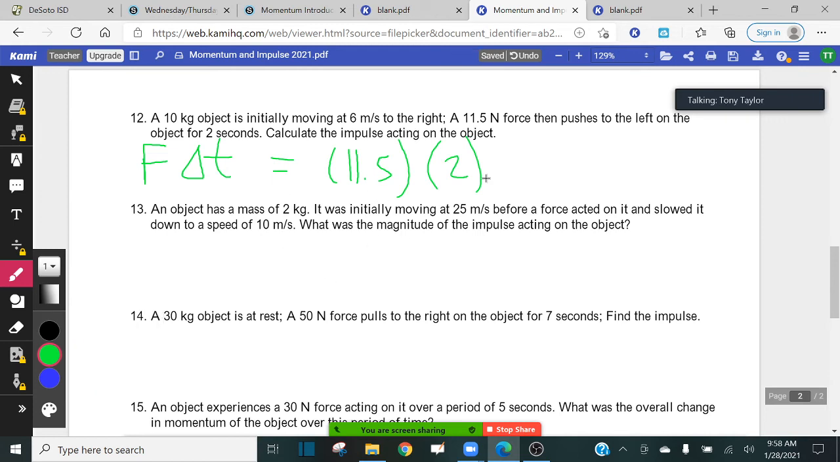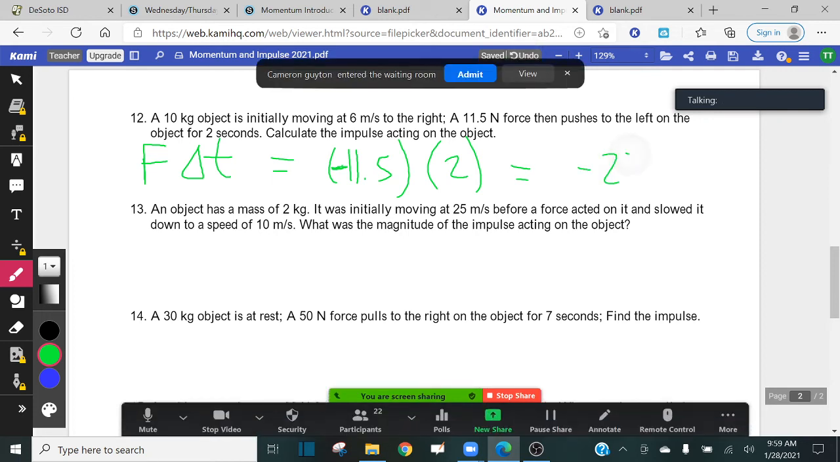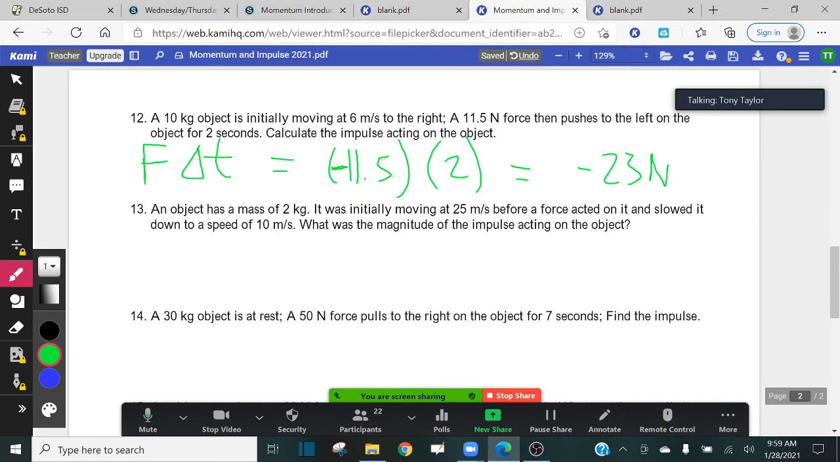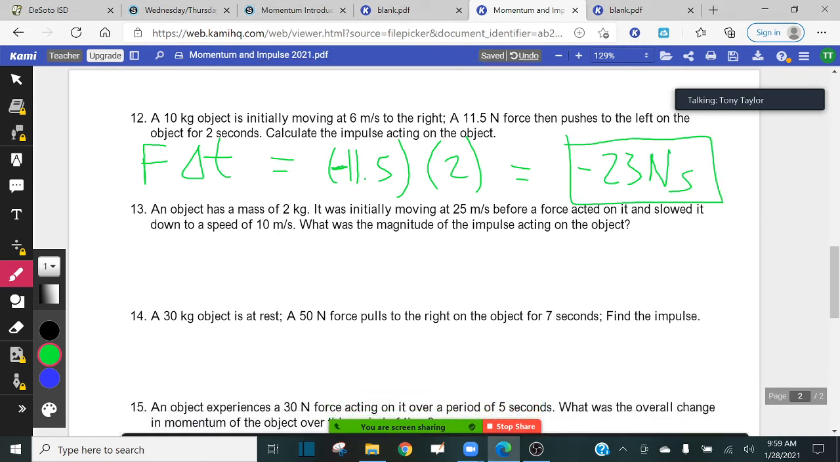But one more thing I want you guys to notice here. Look at what it says. That force is acting toward the left. So if the force is acting to the left, this 11.5 better be negative. So negative 11.5 times 2 gives me negative 23 Newton seconds. Yes, guys, you can have a negative impulse. There's such a thing as having a negative impulse, just like there's such a thing as having a negative change in momentum. You can have negative numbers.